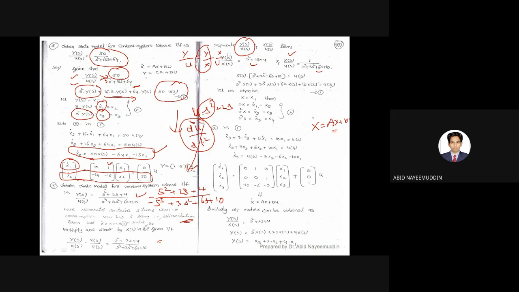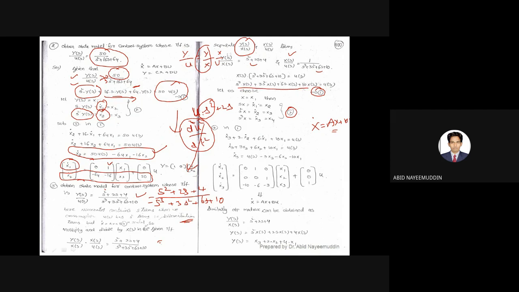Separately write the expressions for the first term, that is y of s by x of s. For that particular one, if you write, you will get this equation 2. In the same way, for the numerator part, if you write, you will get this equation 1. Equation 1 means s power 3 into x of s plus this one. All the terms you will get in terms of this.